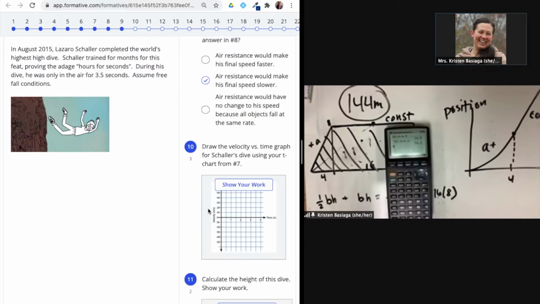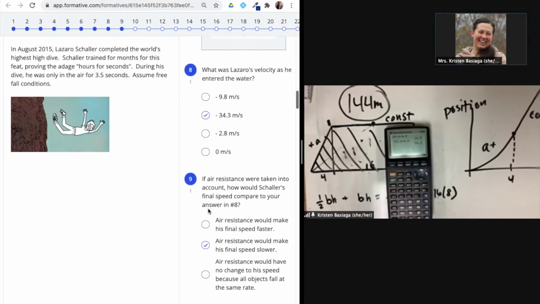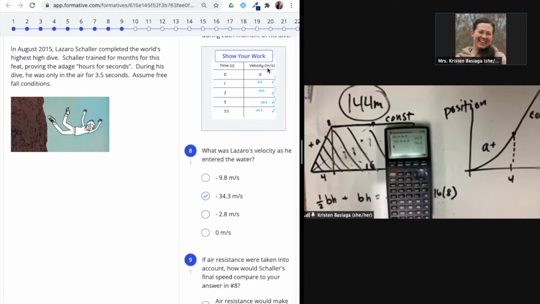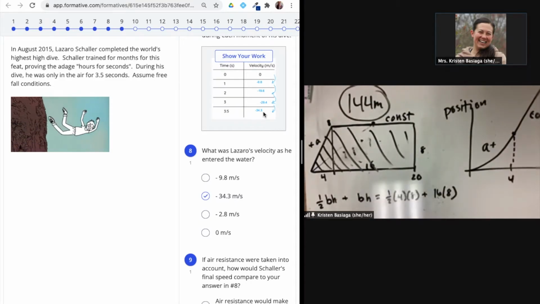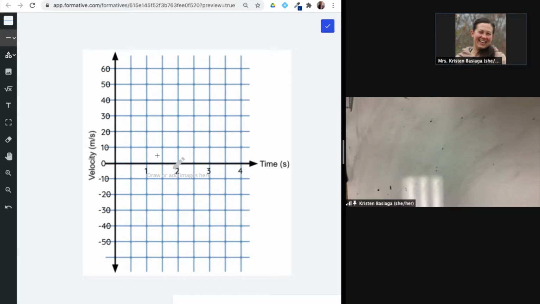So now let's do the velocity versus time graph using our T-chart from number 7. I want to plot a straight line that starts at 0, 0, and at 3.5 seconds of negative 34.3. The nice thing is, I don't need to plot individual points because this is a straight line. So use the straight line tool, start from 0, 0, and the velocity goes to negative 34.3 in 3.5 seconds.